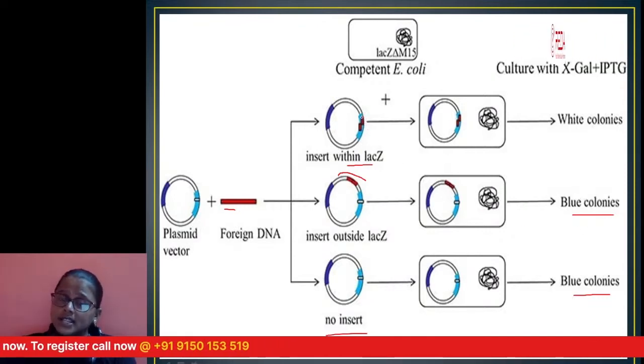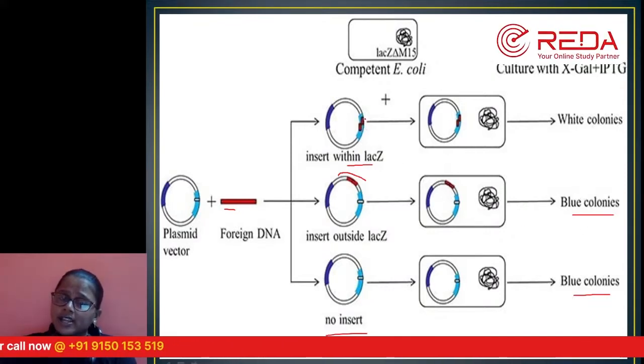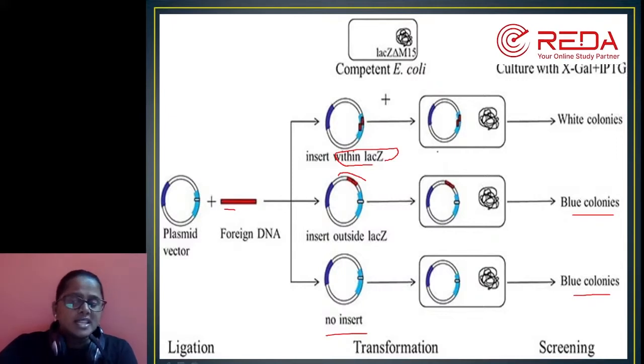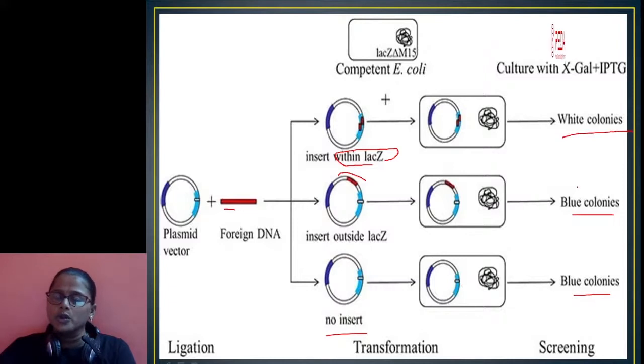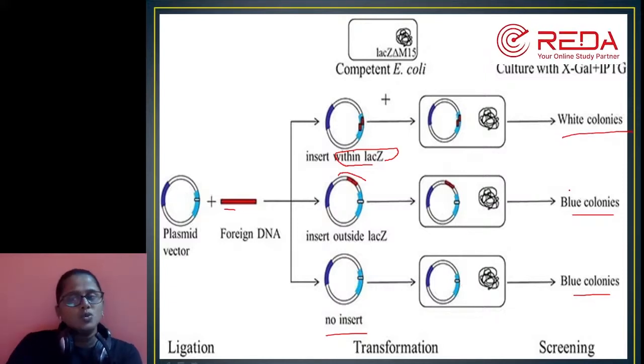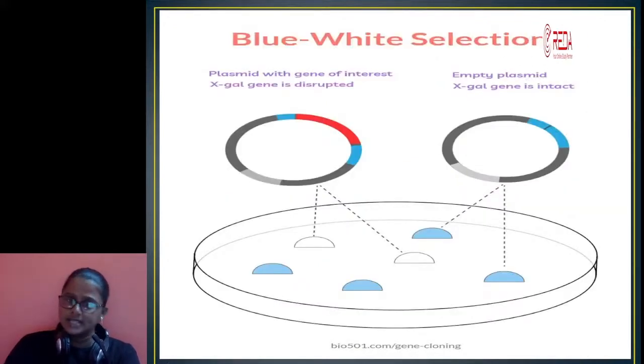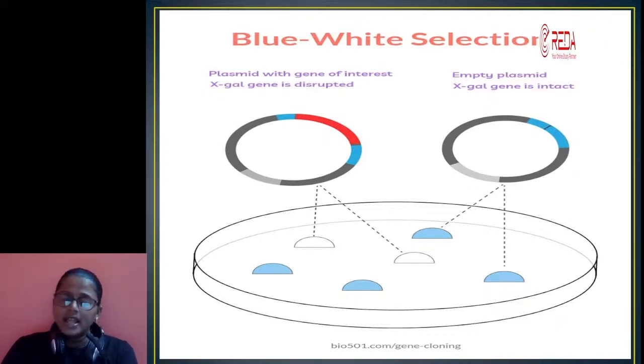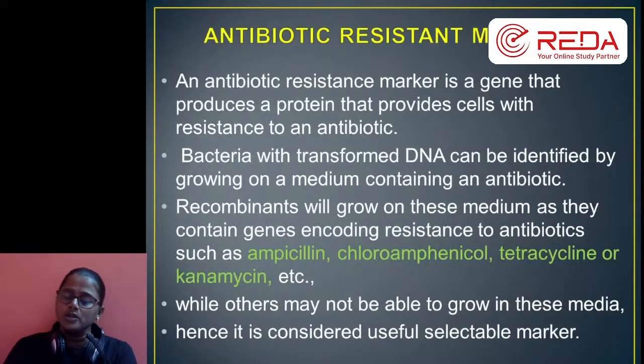Whereas here you can see that the desired foreign DNA is added within the lacZ, in the middle of the lacZ. So it is disturbing the sequence of the lacZ and automatically that is going to produce a white colony. So there is no breaking of X-gal by the enzyme beta galactosidase. So this is how the blue-white selection is done. If it is inserted, then it will produce white color. If it is not inserted, then they are going to produce a blue color.